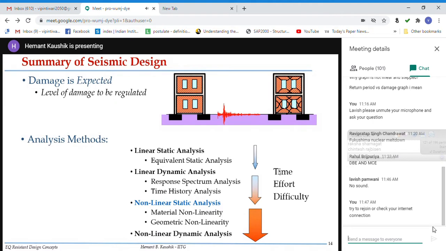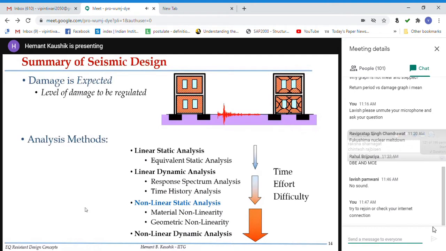Starting from linear static analysis, where we have this equivalent static analysis given in the code, linear dynamic analysis, response spectrum analysis given in the code, time history analysis, which is more difficult than the linear static analysis, but simpler than these methods. So nonlinear static analysis, which is also commonly known as pushover analysis, where we consider the material nonlinearity as well as the geometric nonlinearity. And then finally the nonlinear dynamic analysis, which is basically the time history analysis.